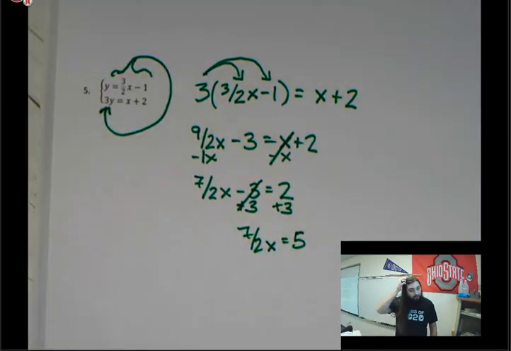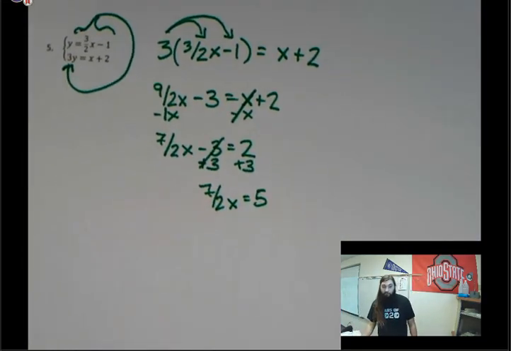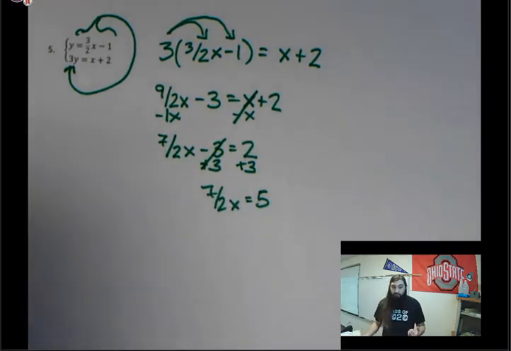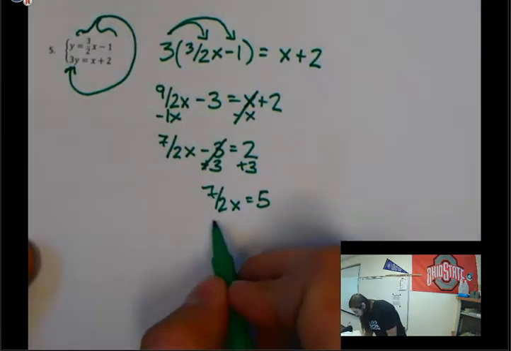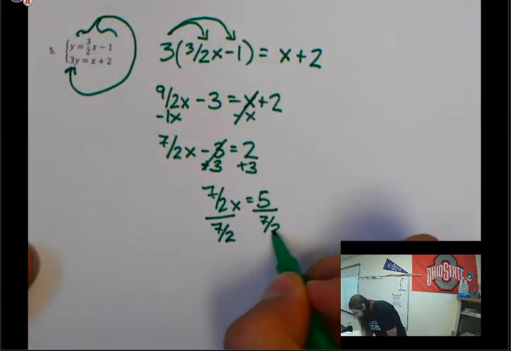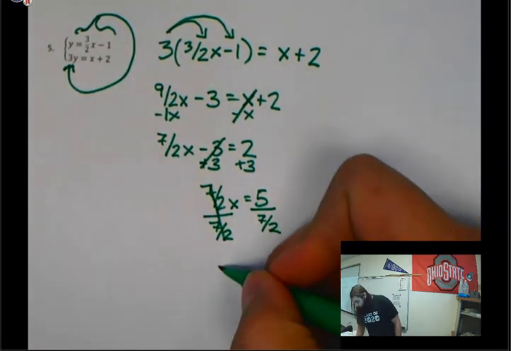Now here's where things start to get a little bit more difficult. We've solved lots of problems like this before, and we've dealt with rational numbers lots of times before. Here we're going to have to do it again. In order for us to get rid of this 7/2 as our coefficient, we have to divide both sides by 7/2. So 7/2 divided by 7/2 is, of course, 1, which is 1x.